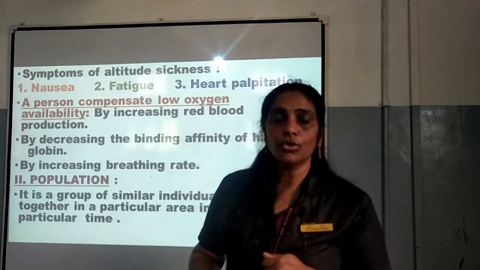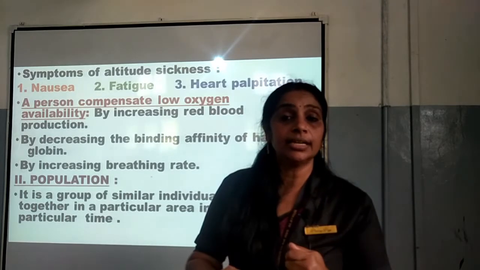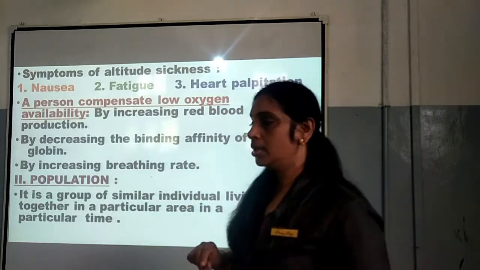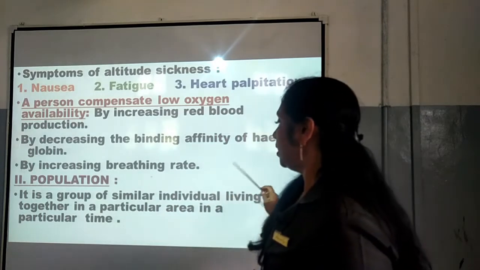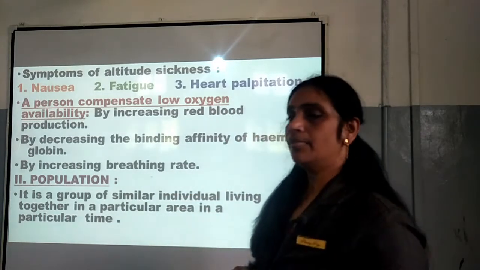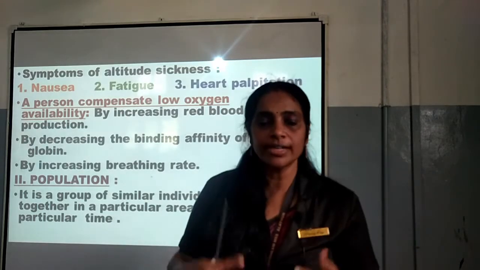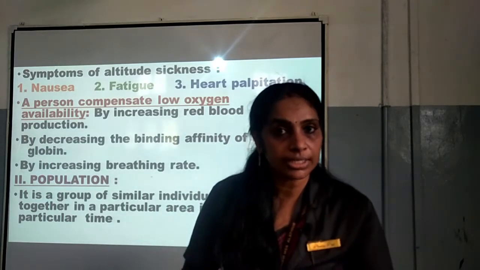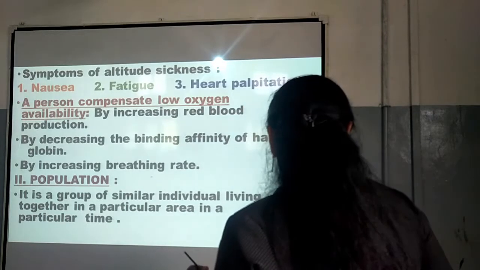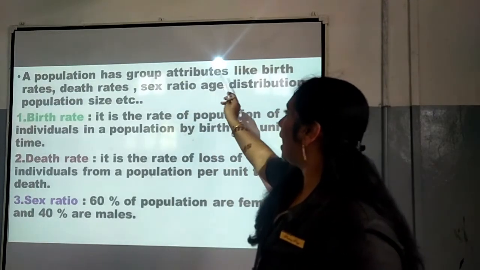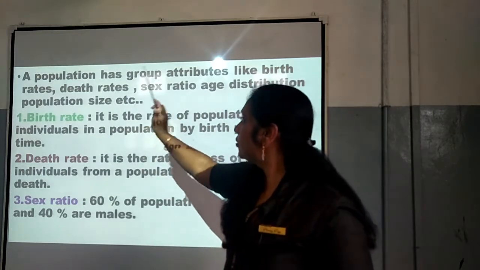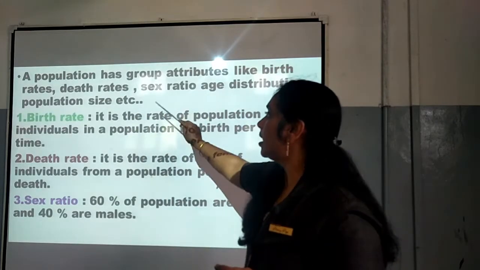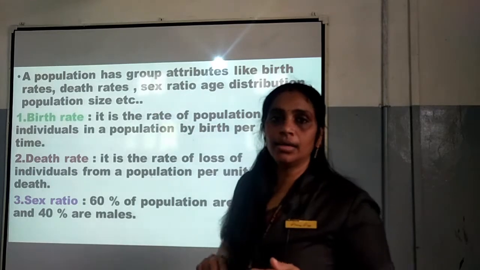That is very, very important. You have to understand and learn all the technical terms related to this topic. Next one is related to population. It is a group of similar individuals living together in a particular area at a particular time. So what is population? Similar organisms living in a group together in a particular area at a particular time. That is called population. Next, population has group attributes like birth rates, death rates, sex ratio, age distribution, population size, etc. These are the attributes present in the population.